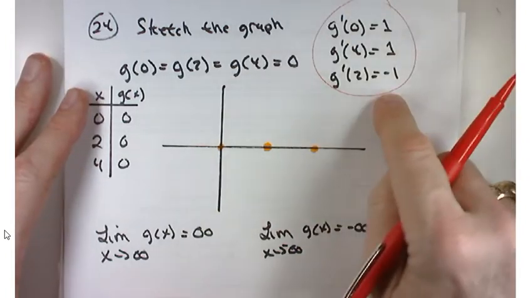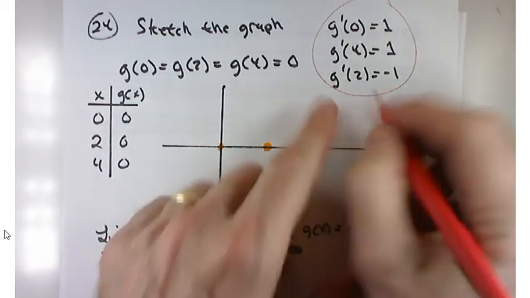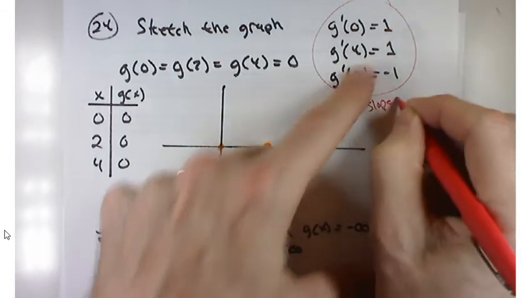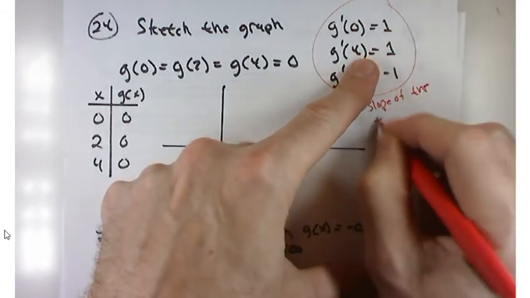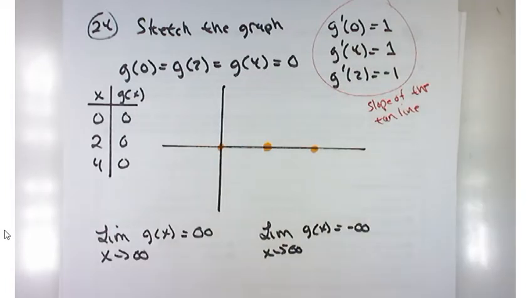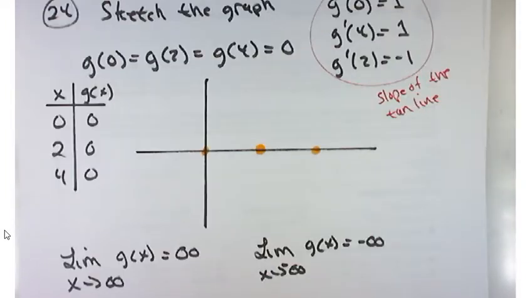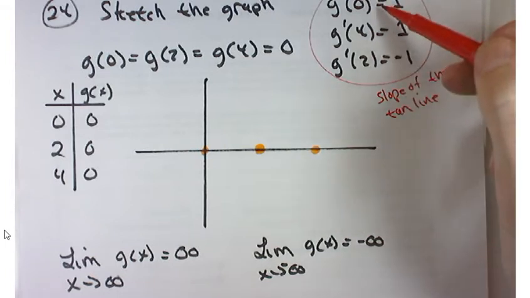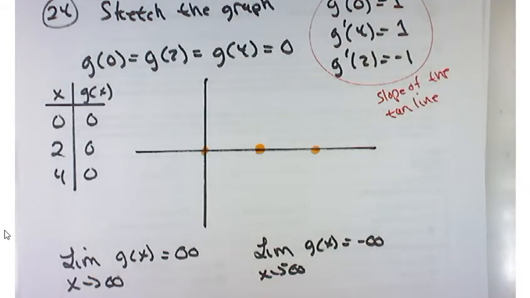Let's start out with these. These tell you the slope of the tangent line at these points. So the slope of the tangent line at x equals 0 is going to be 1. What's a line look like that has a slope of 1? Anyone? It's going to be at what kind of an angle? Yeah, it's going to be about a 45-degree angle, right? That's going to have a slope of 1.